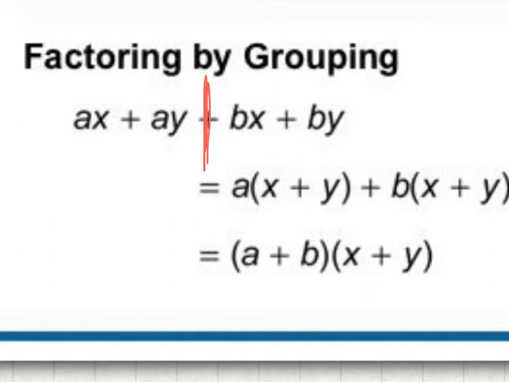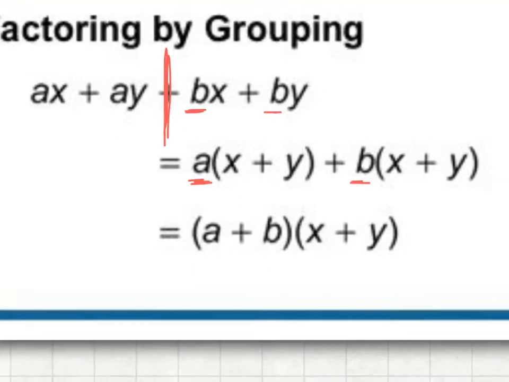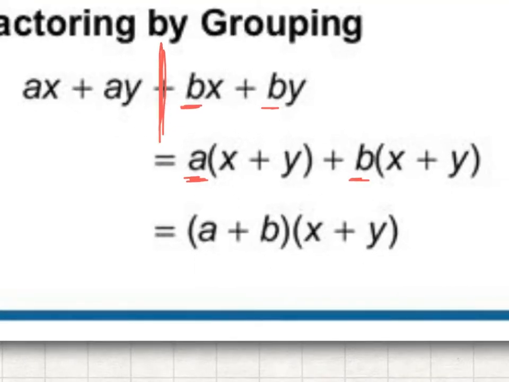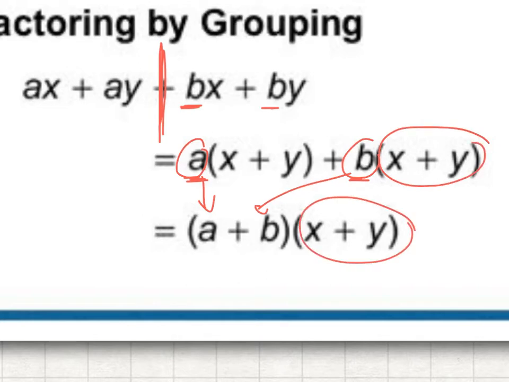We find out what we have in common in our first part. So we have A. So we're going to take out an A, and then we're just left with x plus y. And then we do the same thing in our second part. So we take out a B, and then we're just left with x plus y. And then we take our A and B and put them into their own parentheses, and we leave what was already in the parentheses there. It'll make so much more sense when we do examples.